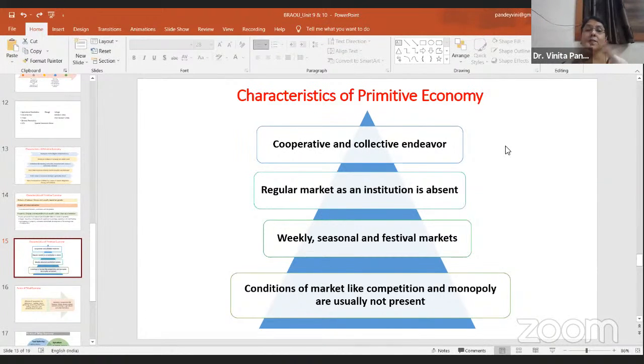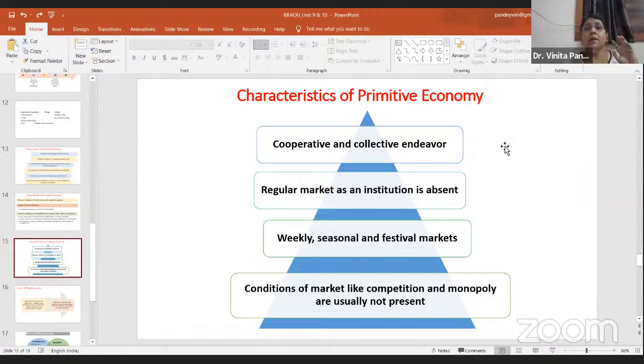Market always does not imply the presence of a physical market. It may also imply the presence of profit motive and everything being guided by market requirements and market demand. I want to give you one example here. It may not be directly connected. Two examples I will give you.